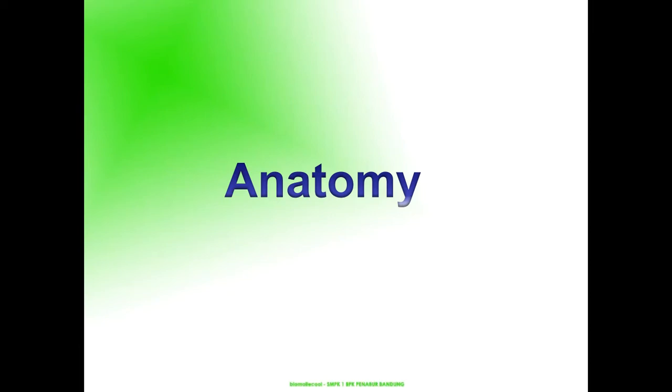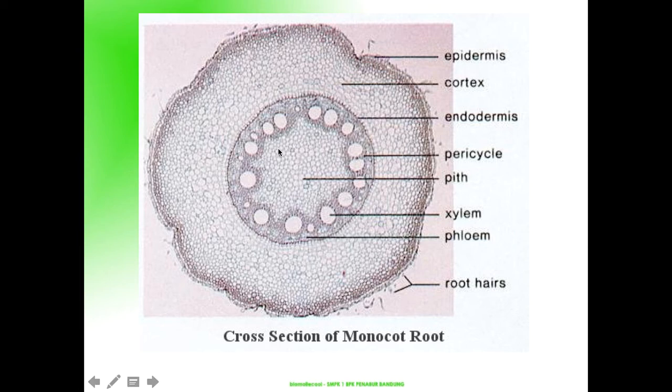Now let's talk about anatomy. This is the cross section of a monocot root, and you can see the parts of a monocot root as follows. We have the epidermis, the outermost part of plants, very likely epidermal tissues. And just inside the epidermis we find the cortex.